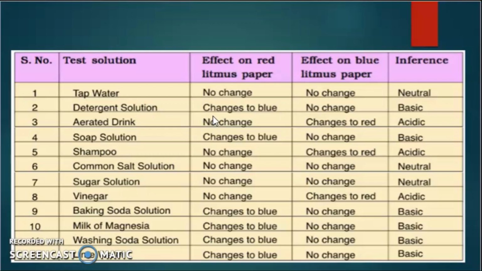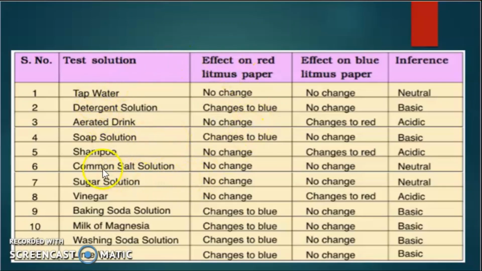So if we are testing a solution with litmus paper, we have to dip both the strips. If there is no change in the red litmus while the blue litmus paper changes to red, then this suggests that the solution is acidic. While in case of a base, it will be the opposite. The red litmus will change to blue, while there will be no color change in case of blue litmus paper.